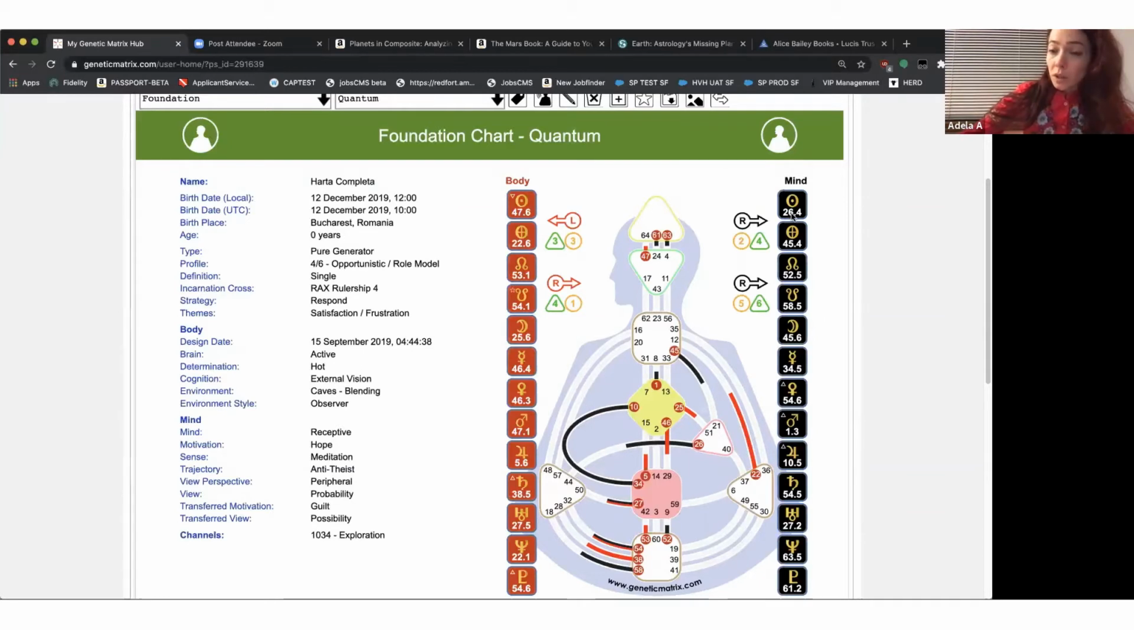In case you work with the gene key chart or the gene key profile, the hologenetic profile, you will see that the sun is the life work and the earth is the evolution. The subconscious or body part has the sun as the radiance and the earth as the purpose. So you can dive quite deep and explore this.